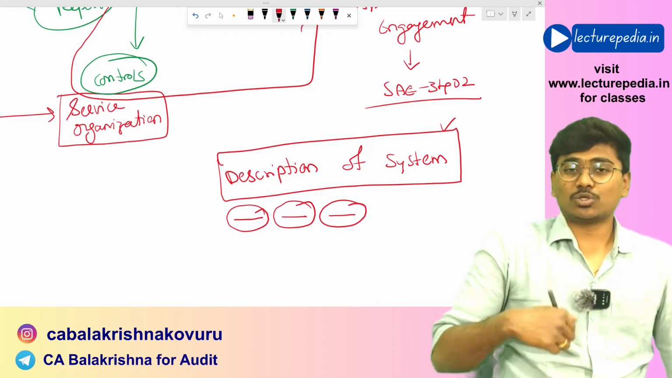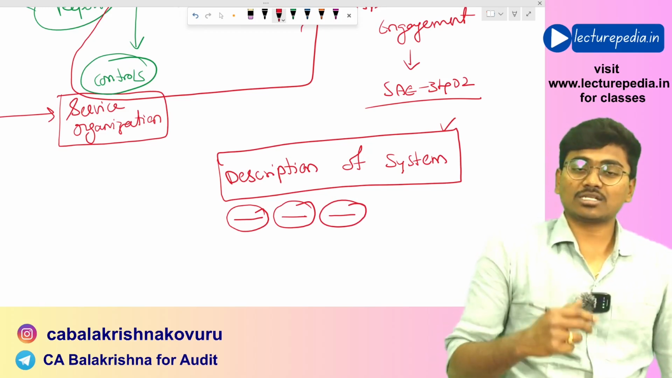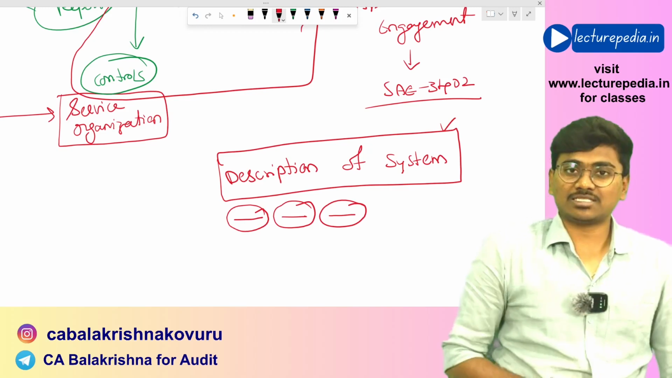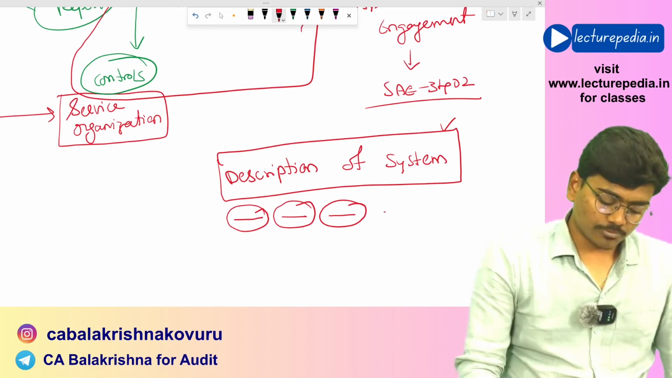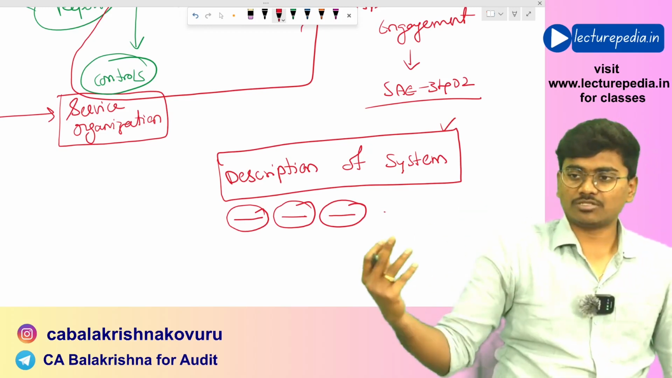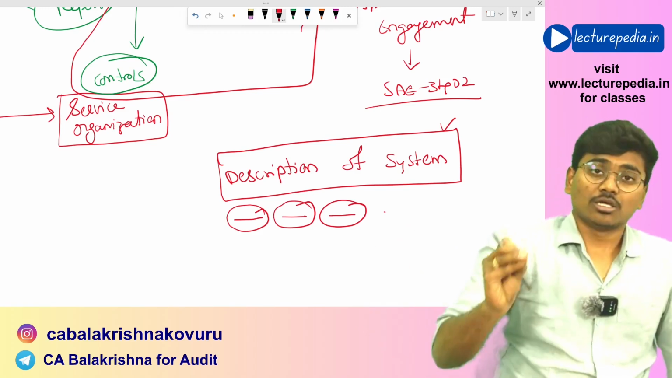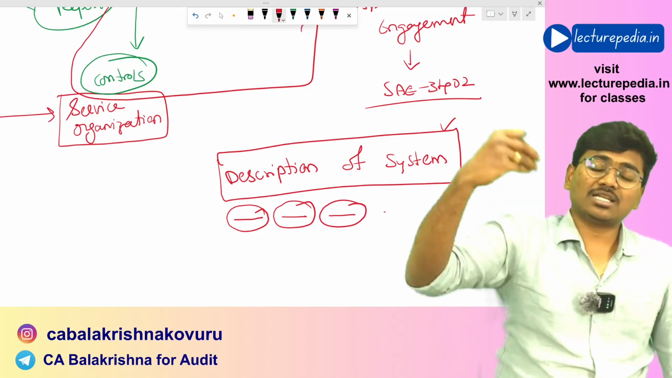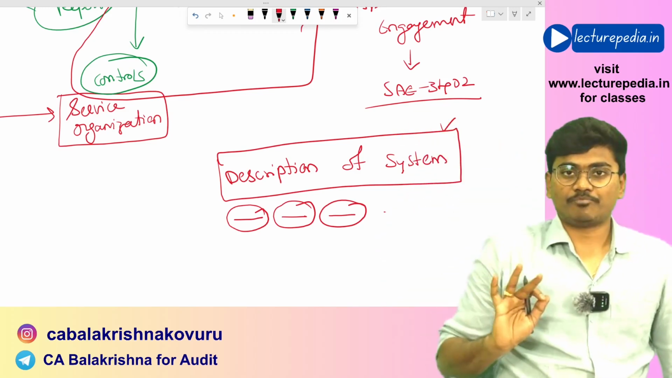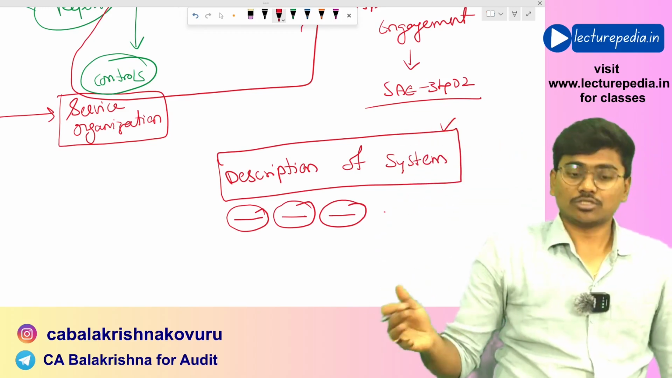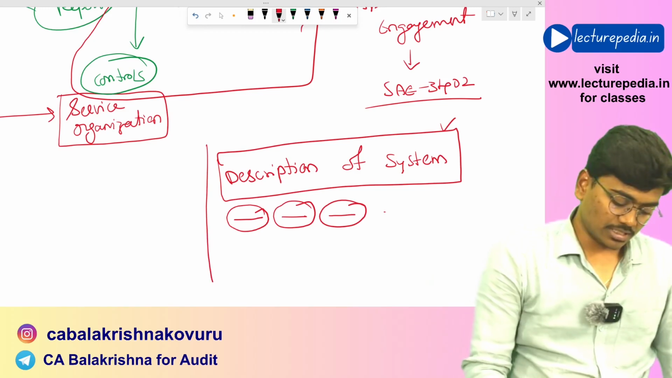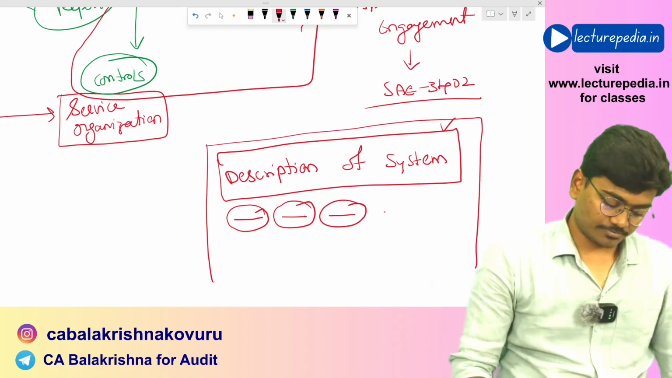okay, how the controls have been designed in the service organization, and how the controls have been implemented in the service organization. With respect to operating effectiveness, it will not be there in the description of system, okay, just how the controls have been designed and implemented, all these aspects with respect to controls of the service organization will be described in the description of the system.